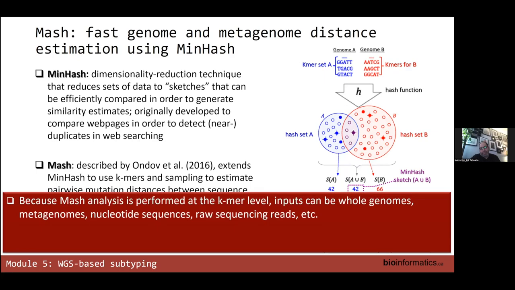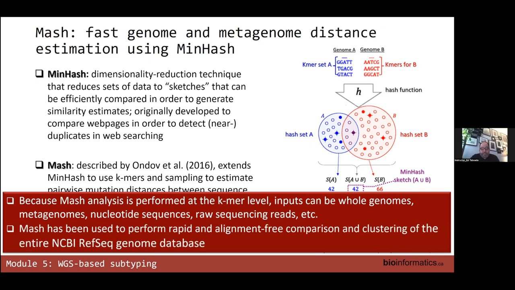And now the other thing that's super cool is the fact that because you're using k-mers, you're not taking substrings like in a web page. Because you're using k-mers, you don't have to worry about it being from an assembly. It could be assemblies, it could be metagenomic data, it could be raw sequencing reads and so on.